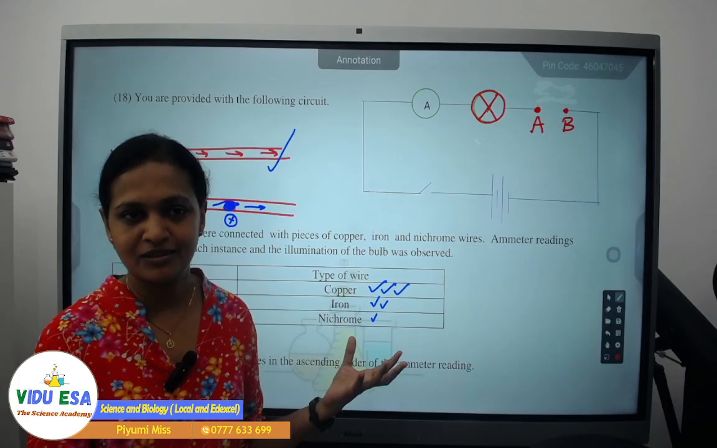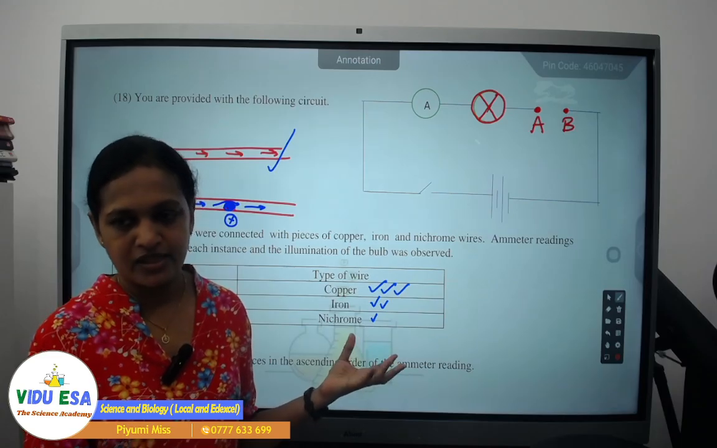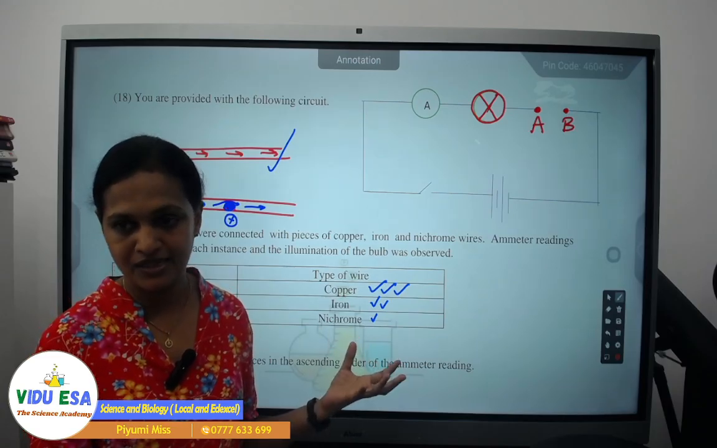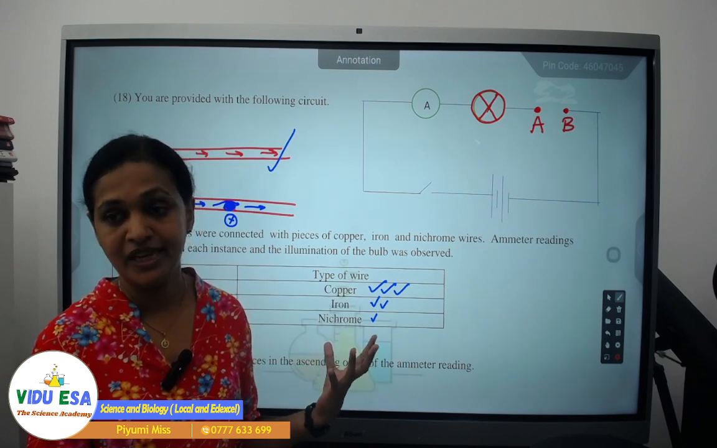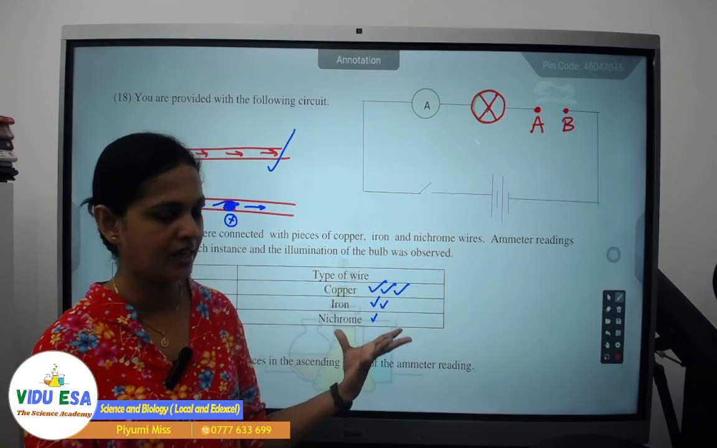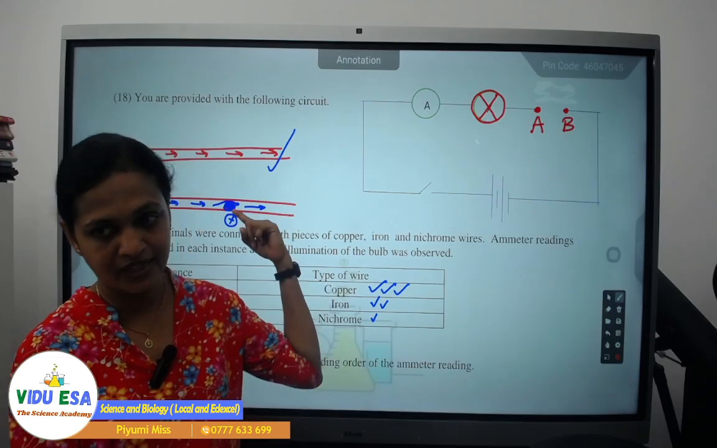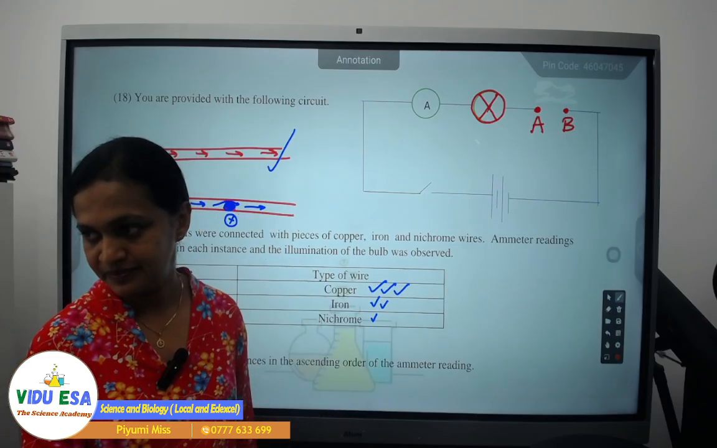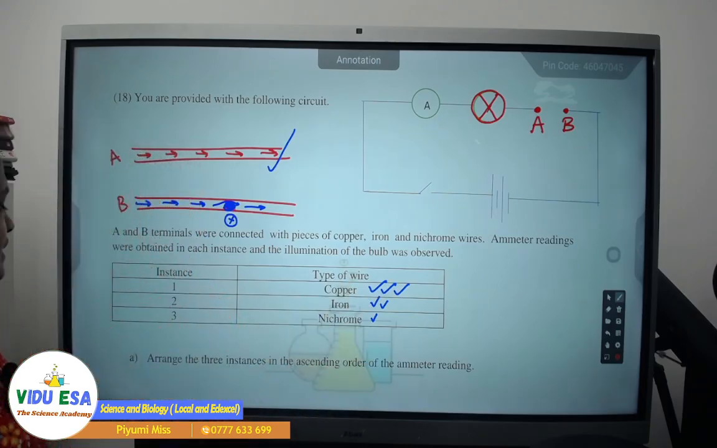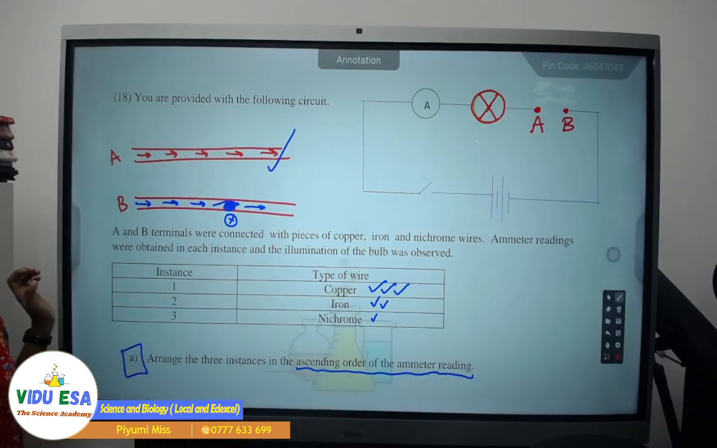Such as rice cookers, hot plates, immersion heaters. There is a coil inside. To make this coil, they use something like nichrome because it gets heated a lot when current passes through it, because of the high resistance. Understood? I have now given an explanation. So now you write the answer. Arrange the three instances in the ascending order of the ammeter reading. Arrange them in the ascending order with what I have said. I will ask.